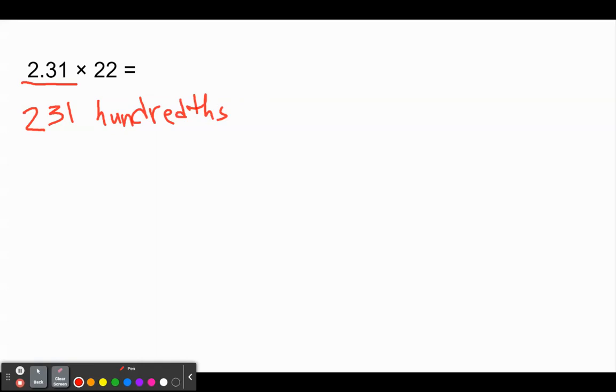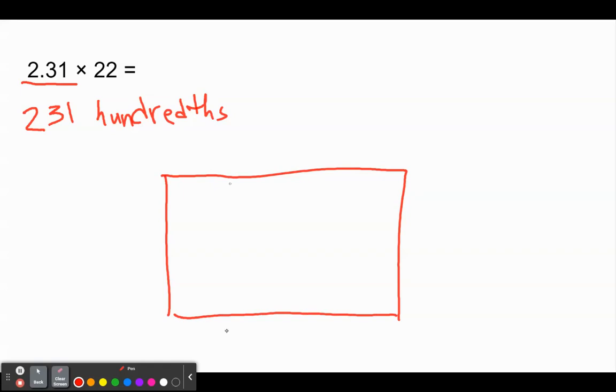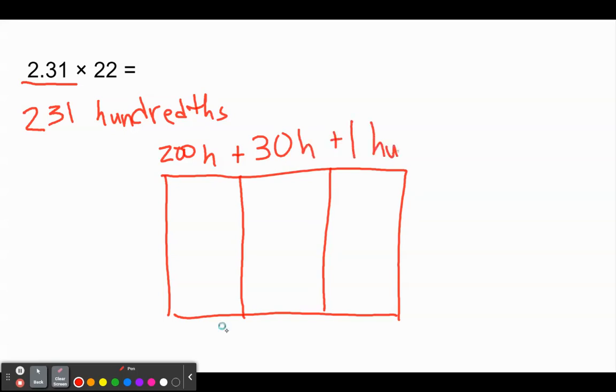We have 231 hundredths. What I'm going to do is I'm going to create an area model. And so what I'm going to do is I'm going to go ahead and separate each of my digits, right? So I have 200 hundredths. I'm just going to put down H for hundredths. I have plus 30 hundredths plus 1 hundredths. I'm just going to leave that right there, right? Now I'm going to go ahead and decompose my 22 into whole numbers. So I'm going to go ahead and separate this right here. And so I have 20 plus 2 is going to give me 22.